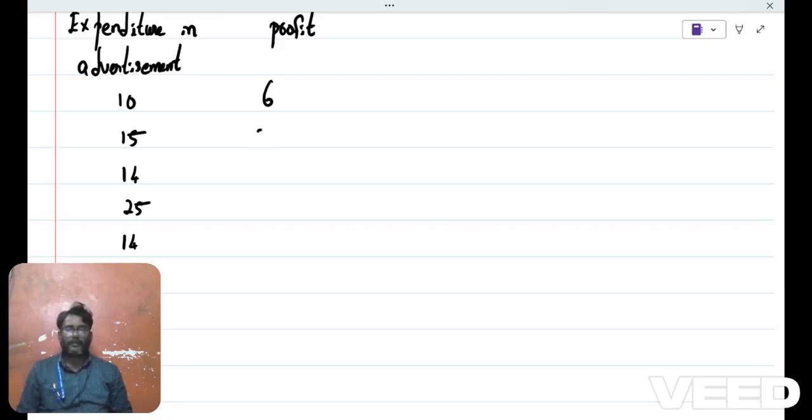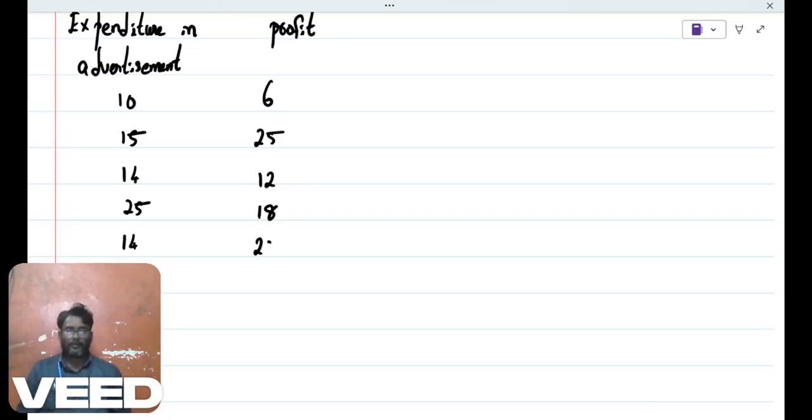25, 12, 18, 25, 40, 10, and 7. Now, for the given data, we have to assign the ranks. First, we will assign the rank, and then afterwards, we will find the difference between the ranks. So you take this is your x and this is your y.